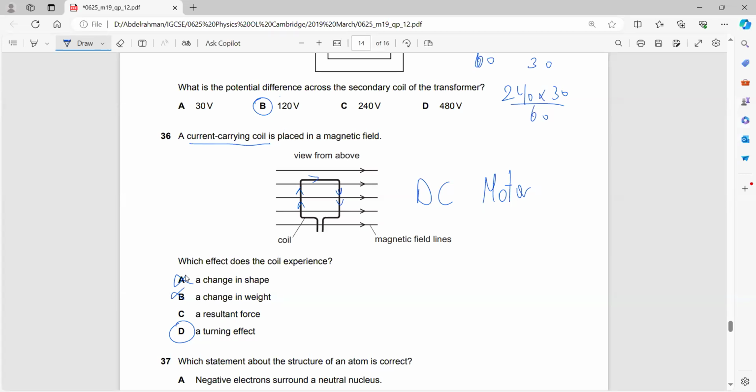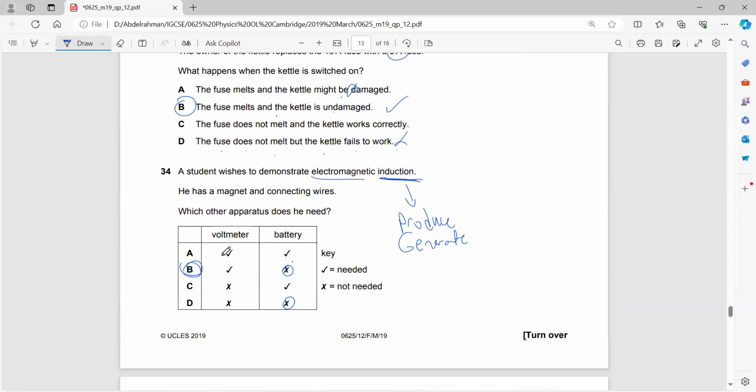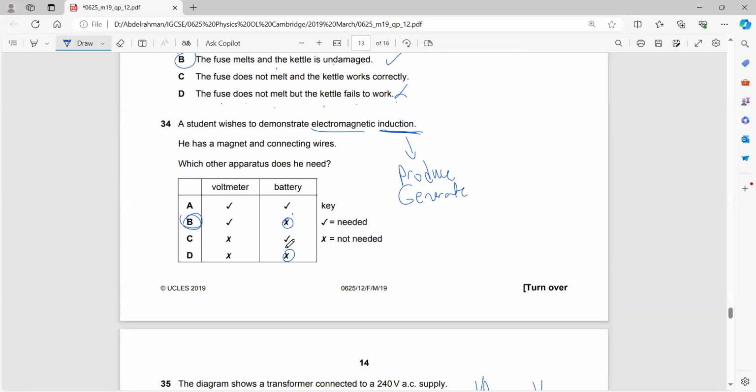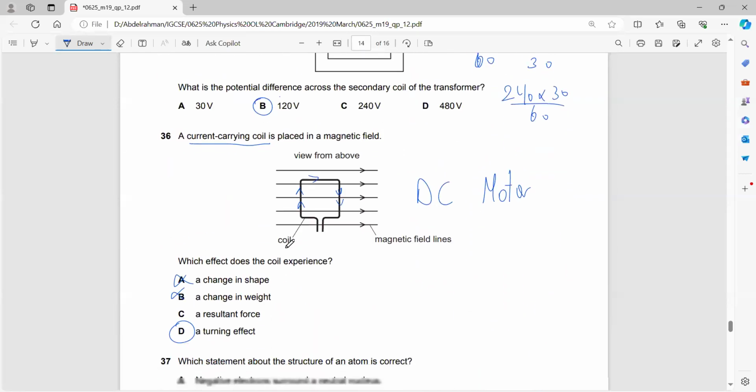Okay. No, we don't have any AC motors. We have only DC motors, or the other thing is called an AC generator. This is not a generator. When do we generate? Such as the question in 30. Okay, induction. When you induce a current, when you generate a current, this is when you say it's an AC generator. When you move the wire to produce a current, this is called electromagnetic induction.